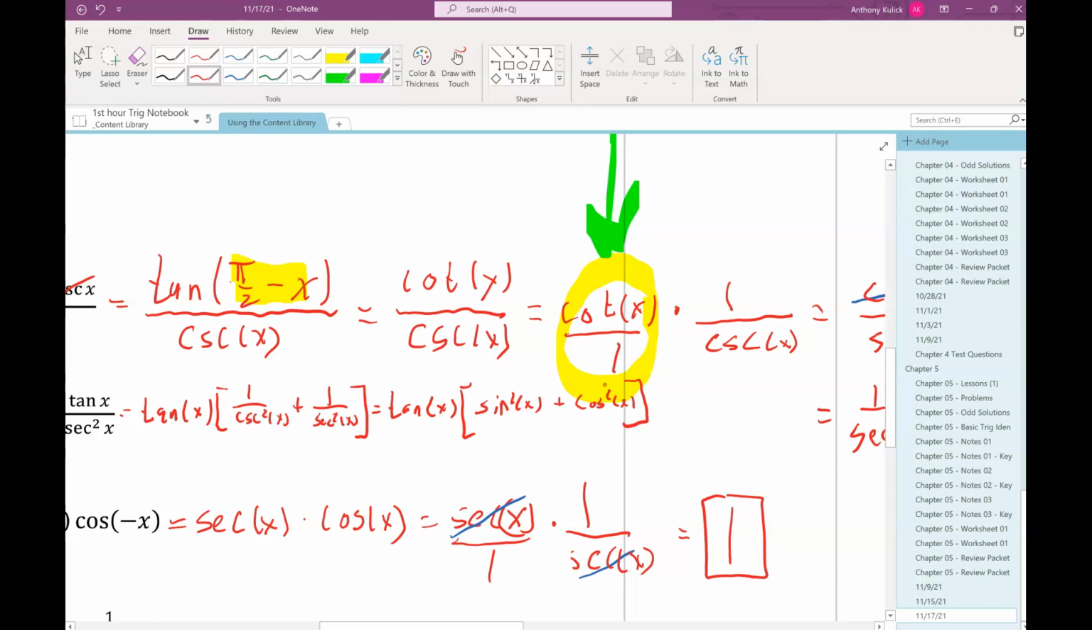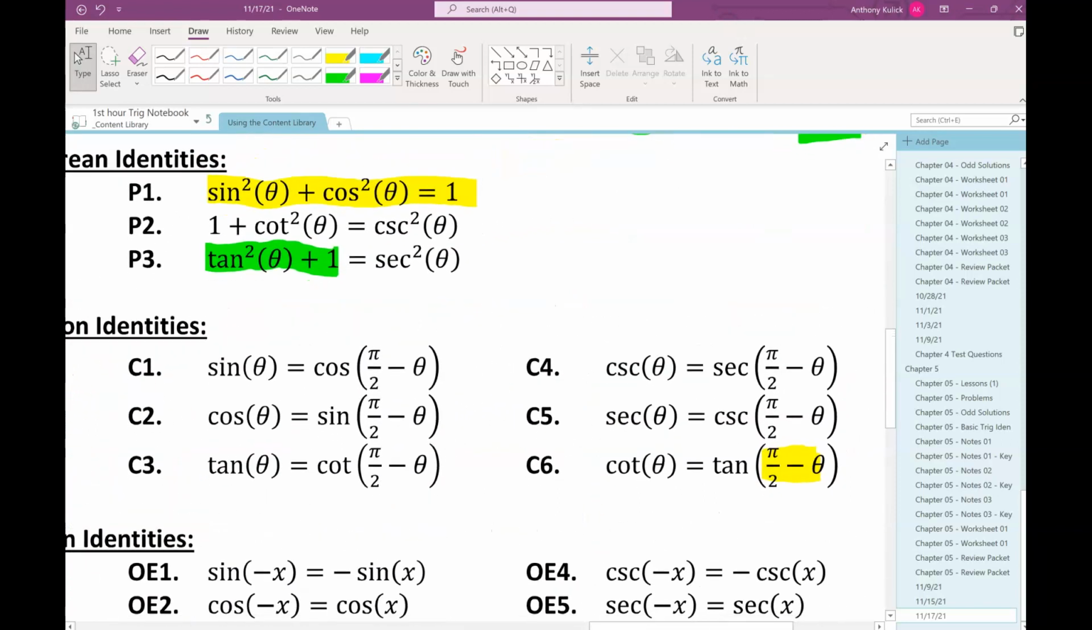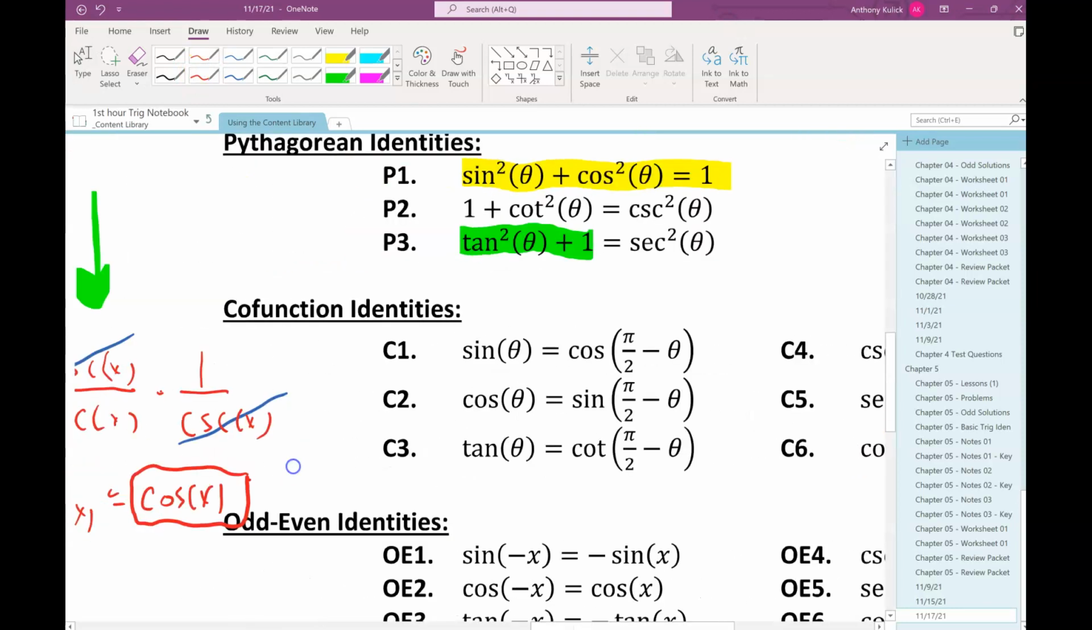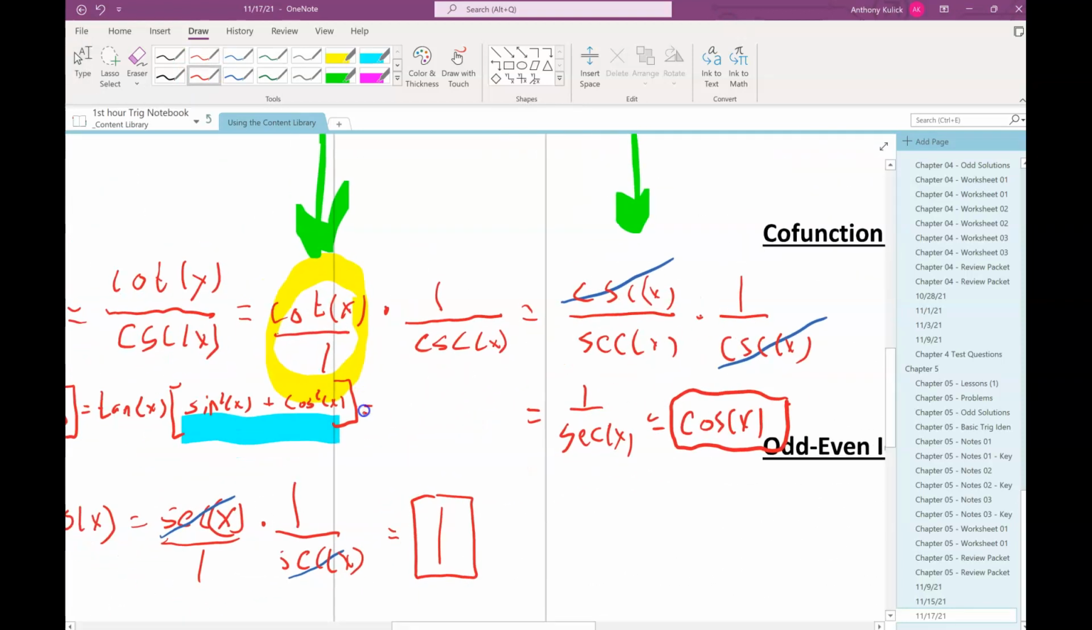I have things that are squared and being added. That should scream Pythagorean. Landon? Yeah, exactly. Sine squared plus cosine squared is P1. So I can just replace that with a 1. And if I multiply tangent by 1, I just get tangent. And that's as good as I can do.